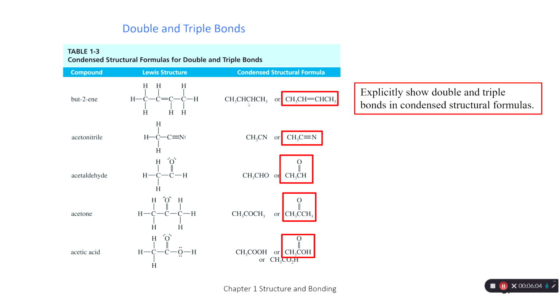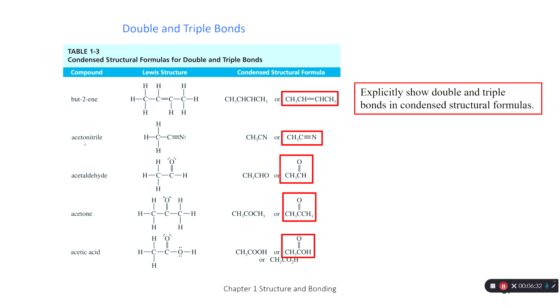Well, you notice the first structure doesn't explicitly show the double bond. It has a CH and then another CH. I think it would be better, and I would like you to do this, to explicitly show double and triple bonds in the condensed structural formula. So the preferred way, my way of doing that right now, is to write CH3, CH, right here, double bonded to another carbon, so explicitly showing the double bond, bonded to another methyl group.